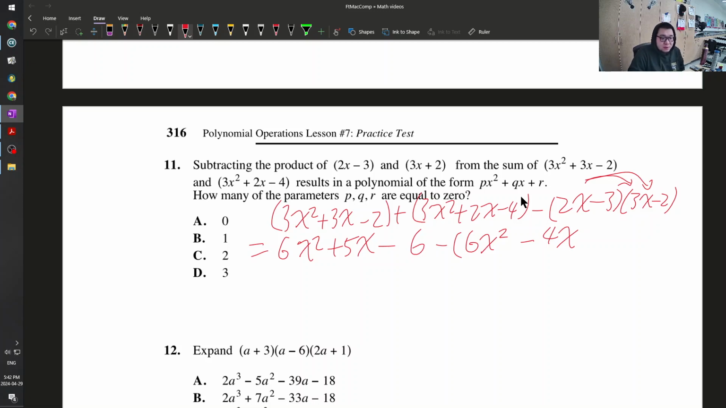Okay, and keep going. Negative 3 times 3x is equal to negative 9x. Negative 3 times negative 2 is positive 6. Oh, I made a mistake here. It is positive 2. I copied this down wrong. So still 6x squared plus 4x. Negative 3 times 3x is equal to negative 9x.